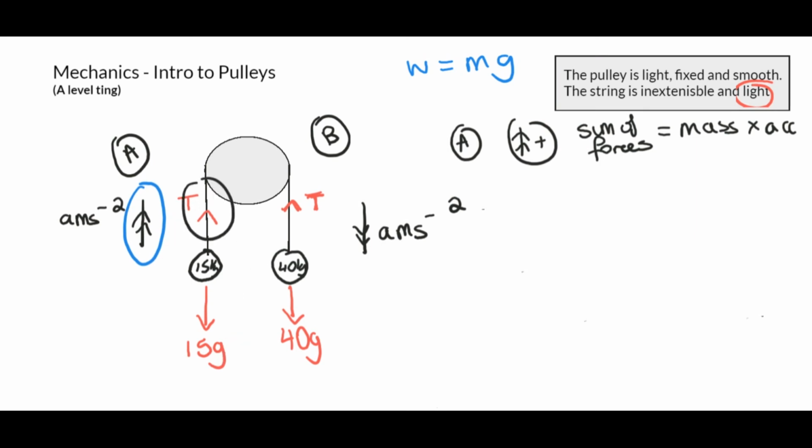Obviously, T is going up, so T is positive, so I'm going to put T. Which force is going down? 15G is going down, so I'm going to put negative 15G, because we've put up as positive, and 15G is going down, so it's negative.